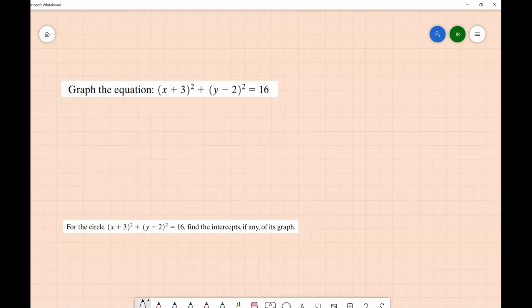All right, next, we're supposed to graph this equation. To graph a circle, you need two things. You need the center, and you need the radius.